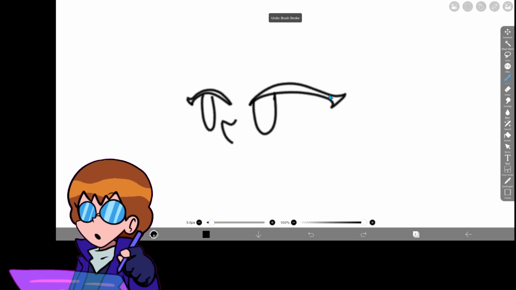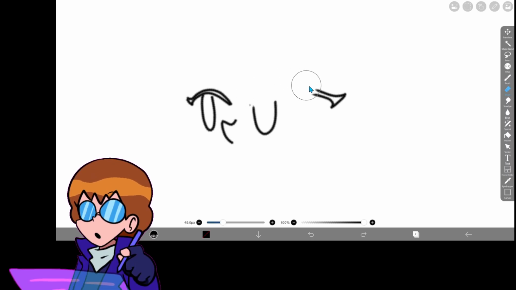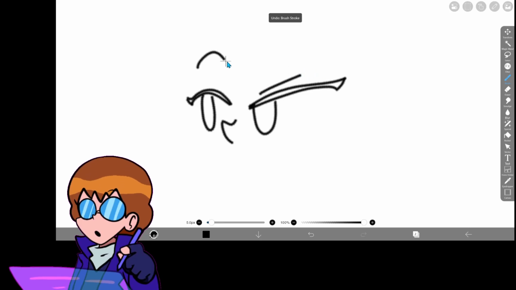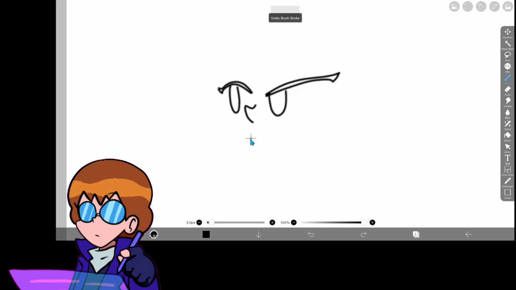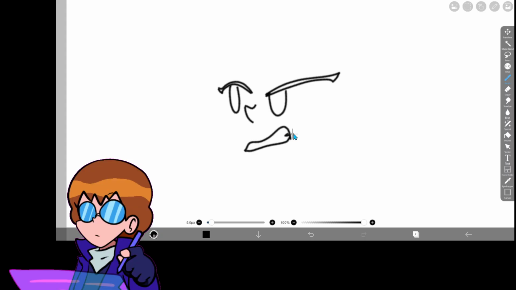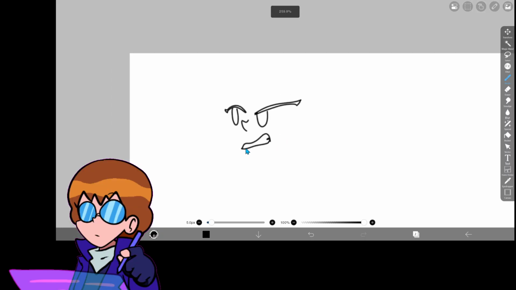Eyebrows are very important, but another thing you can do is the eye shape. So this looks confused. Or you can do it like this. And then the mouth shape obviously is important too. But yeah.